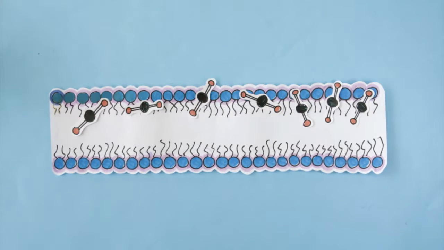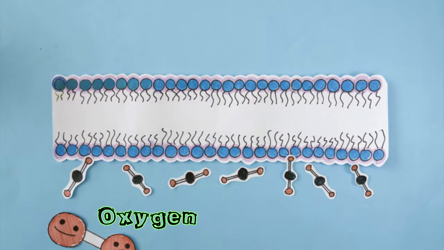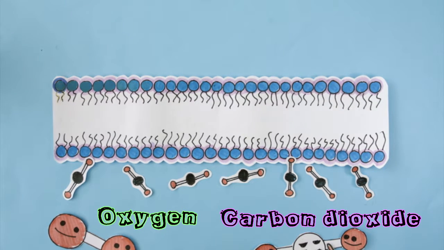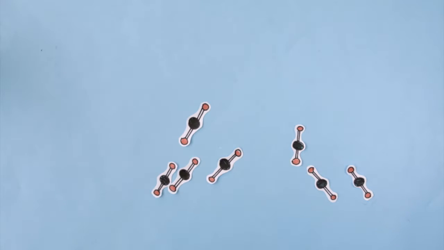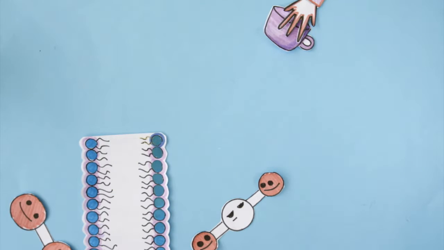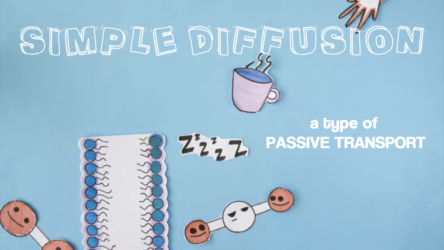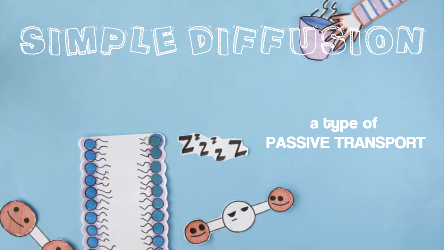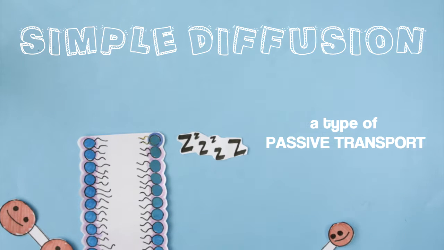Some molecules have no problem going through the cell membrane and directly go through the phospholipid bilayer. Very small nonpolar molecules fit in this category, and a great example are some gases. Oxygen and carbon dioxide are great examples. This is known as simple diffusion. Simple diffusion doesn't take any energy to force these molecules in or out, so this is known as passive transport.